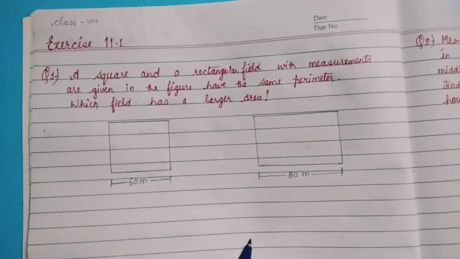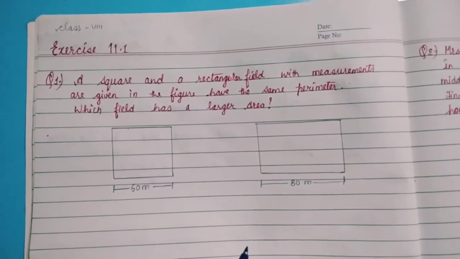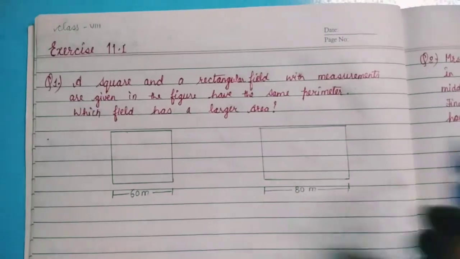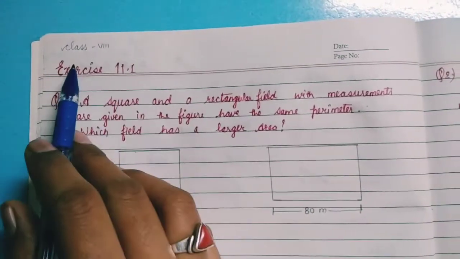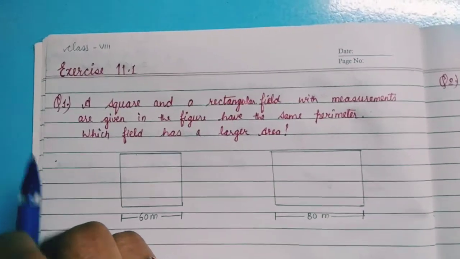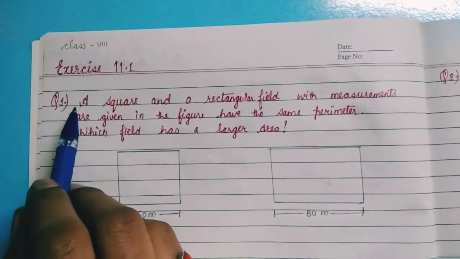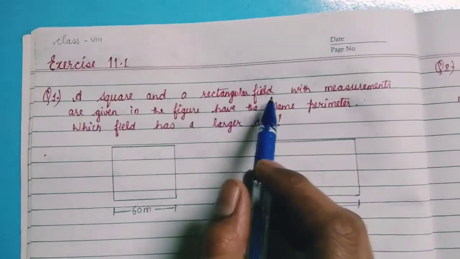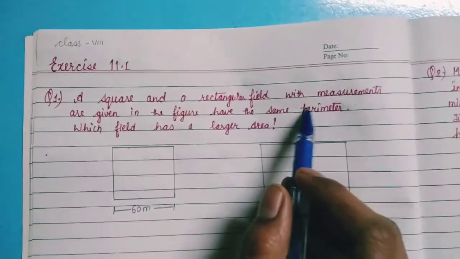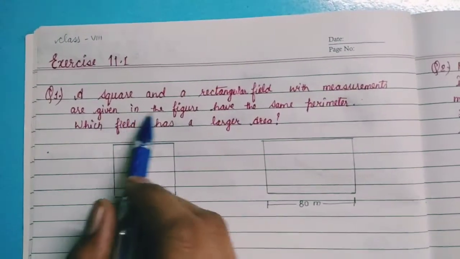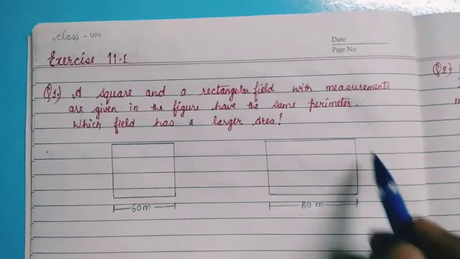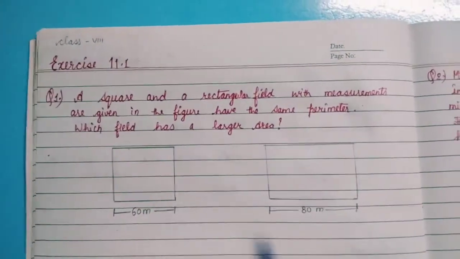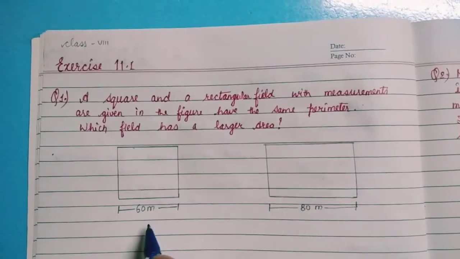In this video, we will see the solutions of question number 1 and 2 of exercise 11.1 of class 8. Question number 1: a square and a rectangular field with measurements are given in the figure. Here we have a square figure and here we have a rectangle figure. Its measurement is given with the figure.